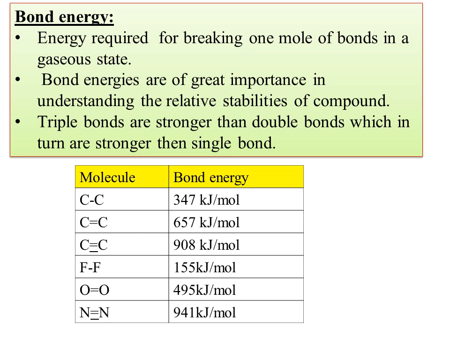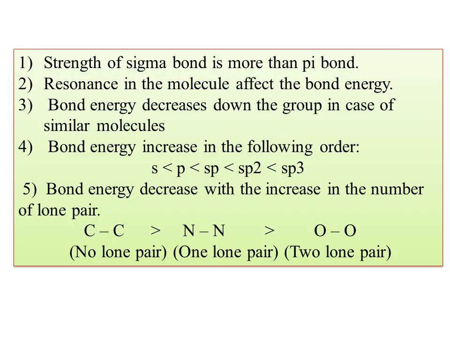The higher the bond energy, the more energy we have to spend to break that particular bond. Triple bonds are stronger than double bonds, which in turn are stronger than single bonds. The C-C single bond is 347, whereas the carbon-carbon double bond is 657 and the triple bond is 908. The fluorine single bond is 155, the oxygen-oxygen double bond is 495, and the nitrogen triple bond is 941. The higher the energy, the stronger the bond, so we have to spend more energy to break that particular bond.